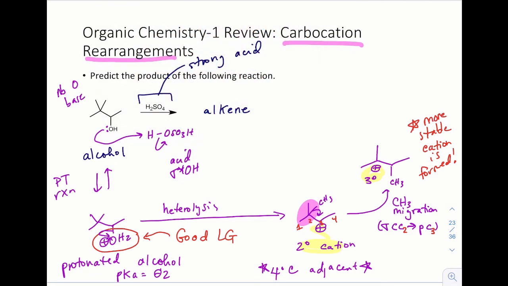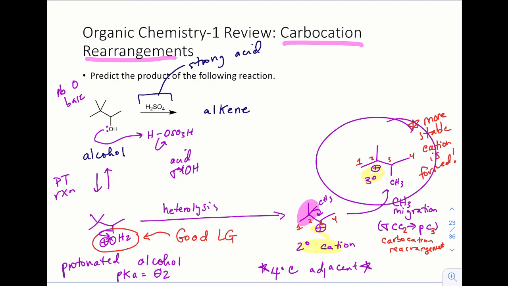So there's been what we call a skeletal rearrangement. The connectivity of the carbon skeleton has changed. There used to be 3 methyl groups on carbon 2, but now there's only 2 methyl groups on carbon 2, and a methyl group has moved to carbon 3. So it's a carbocation rearrangement or a skeletal rearrangement. Different words for the same thing.